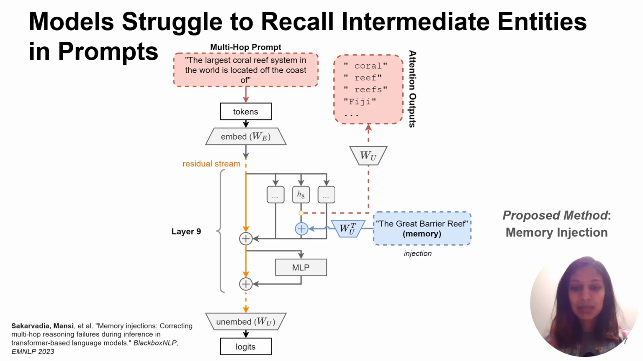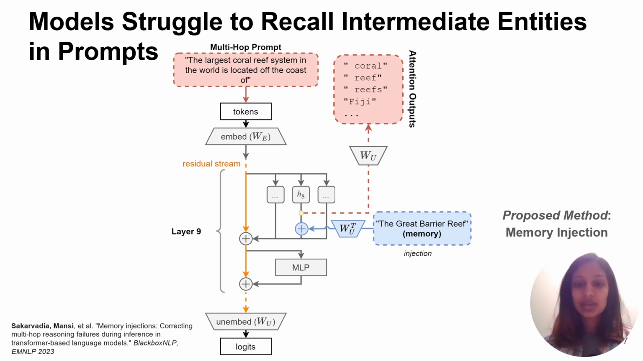We test this hypothesis explicitly via a proposed method, which we call memory injections. Memories are simply little nudges that a user can give to a model during inference. In our case, the memory or hint we want to give the model is the Great Barrier Reef, because we want the model to recall what the name of the largest coral reef system is. I'm going to describe in detail how we do this.